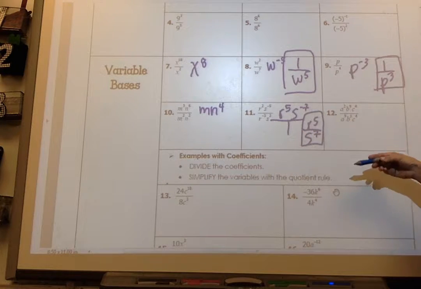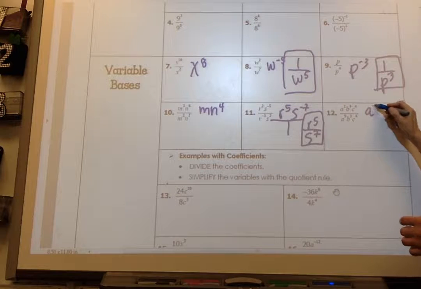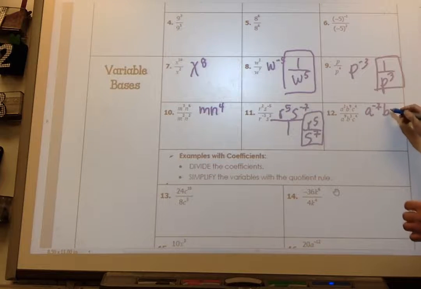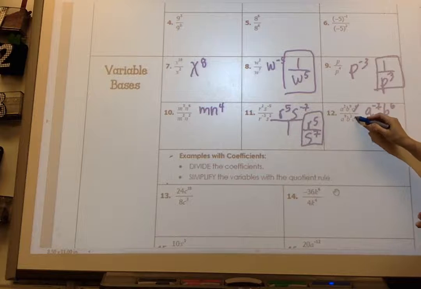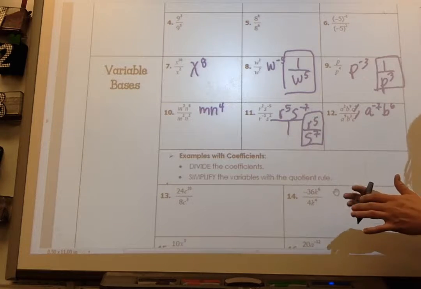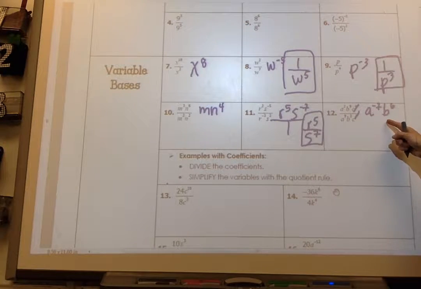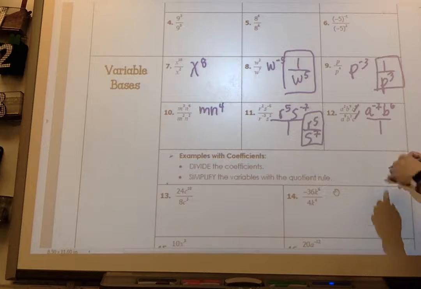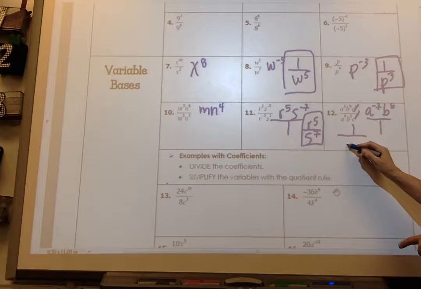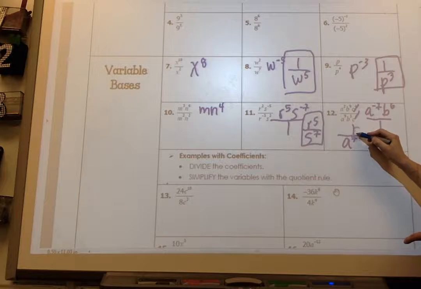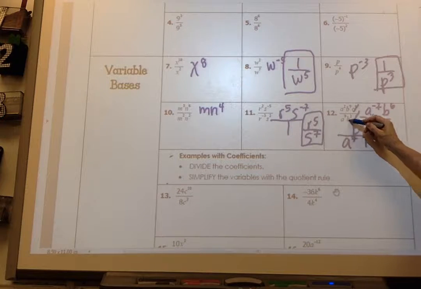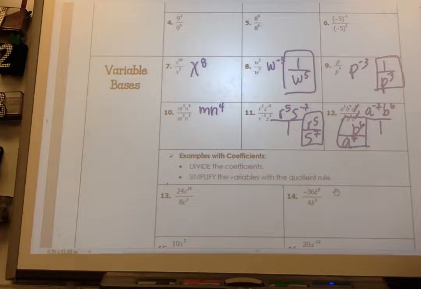So when I look at number 12, this is really a to the negative 7th, b to the 6th, and my c's cancel out. c to the fourth over c to the fourth is 1. And so now the only guy that's going to come downstairs is a. So a to the 7th comes downstairs, and b to the 6th remains upstairs. So that's my final answer.